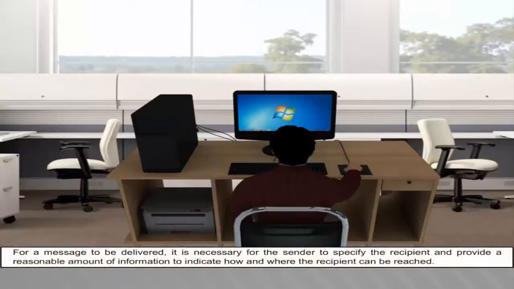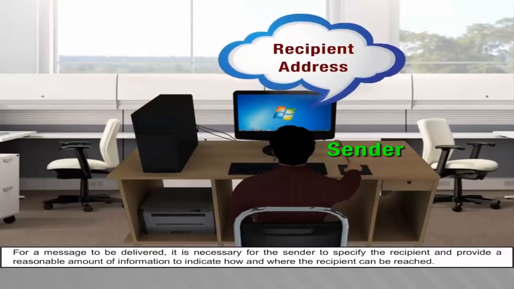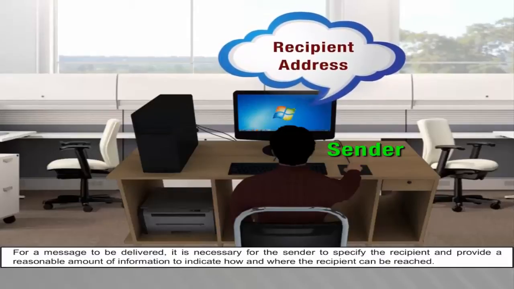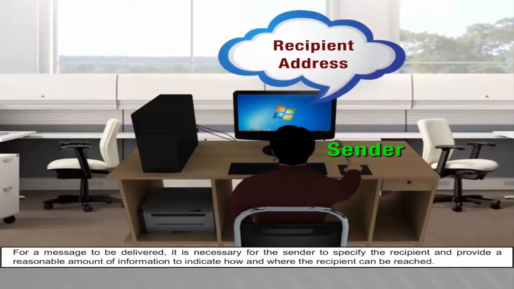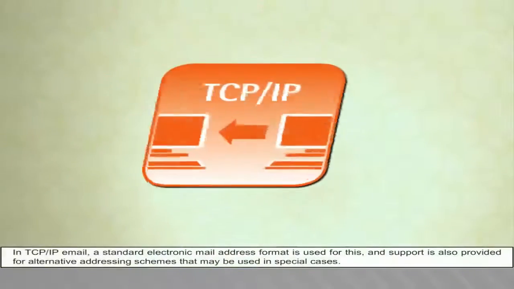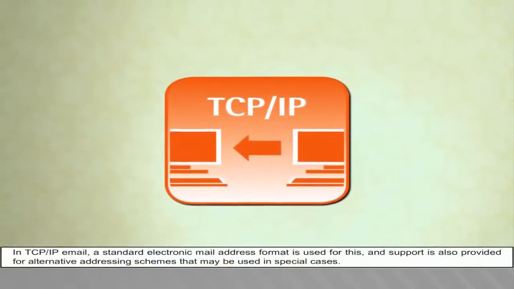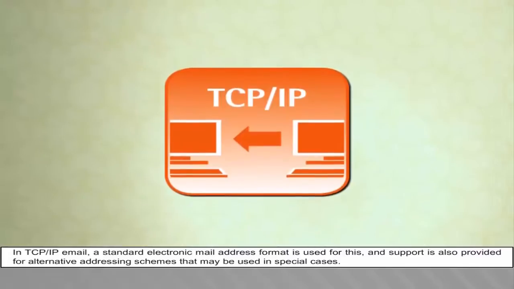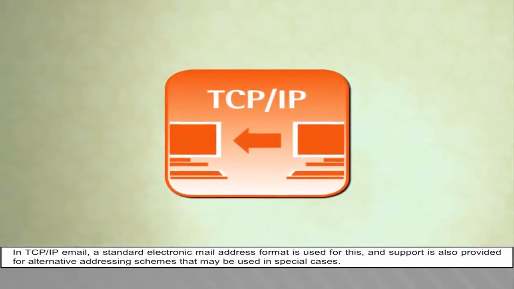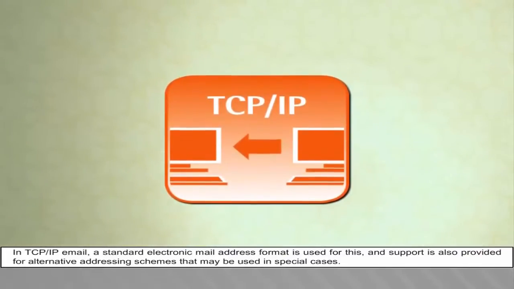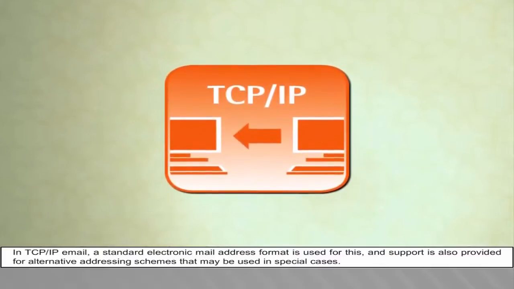For a message to be delivered, it is necessary for the sender to specify the recipient and provide a reasonable amount of information to indicate how and where the recipient can be reached. In TCP/IP email, a standard electronic mail address format is used for this, and support is also provided for alternative addressing schemes that may be used in special cases.